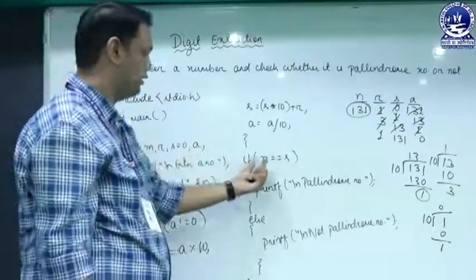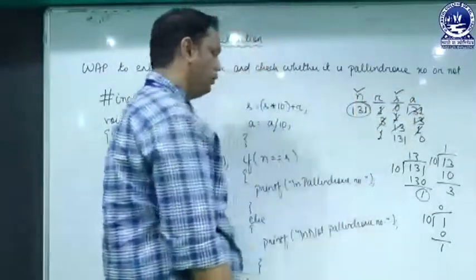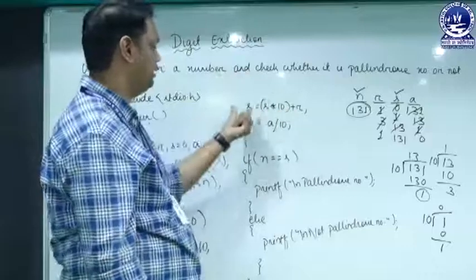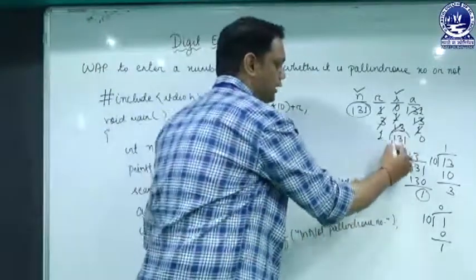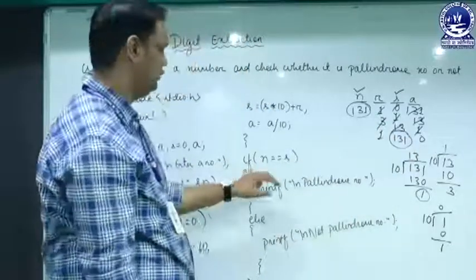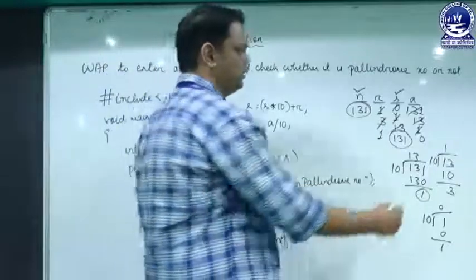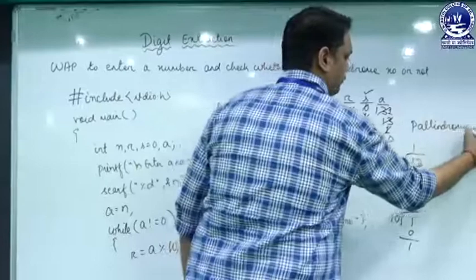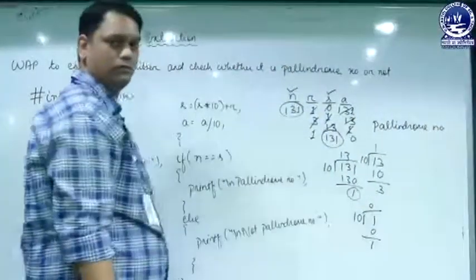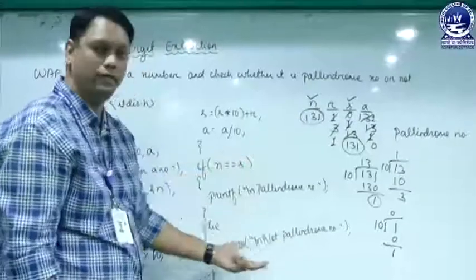Now again it will check whether the value of n is equal to the value of s or not, because we have reversed the number and stored it in the s variable. So 131 is equal to s. Yes, true, 131 is equal to 131. So it will print the value, that is palindrome number. Now if the numbers were different, it will print not a palindrome number.